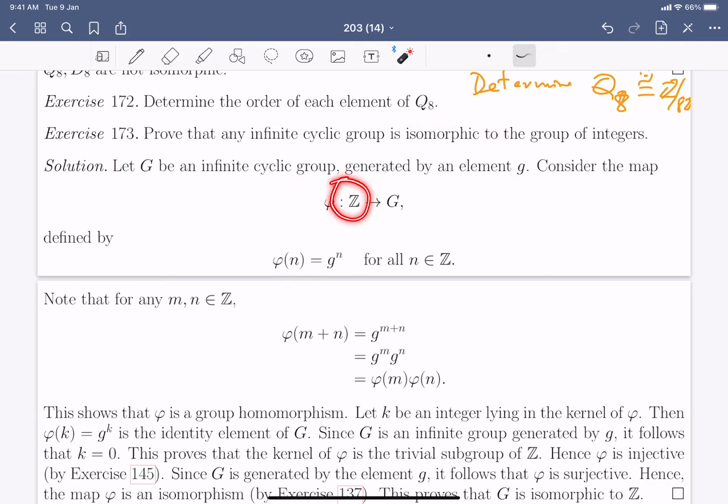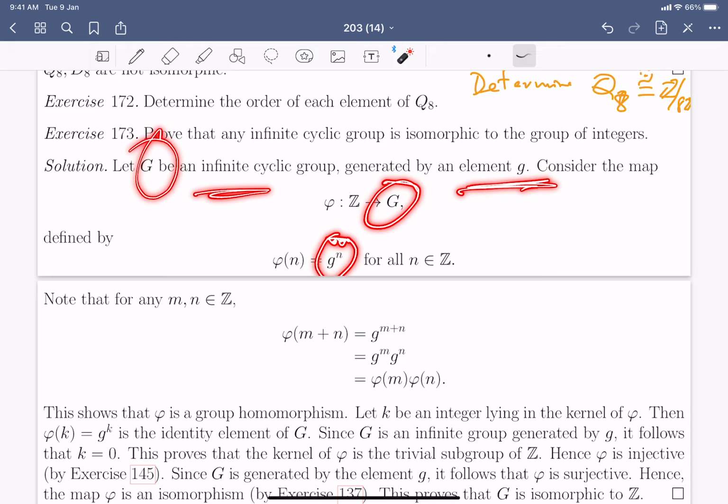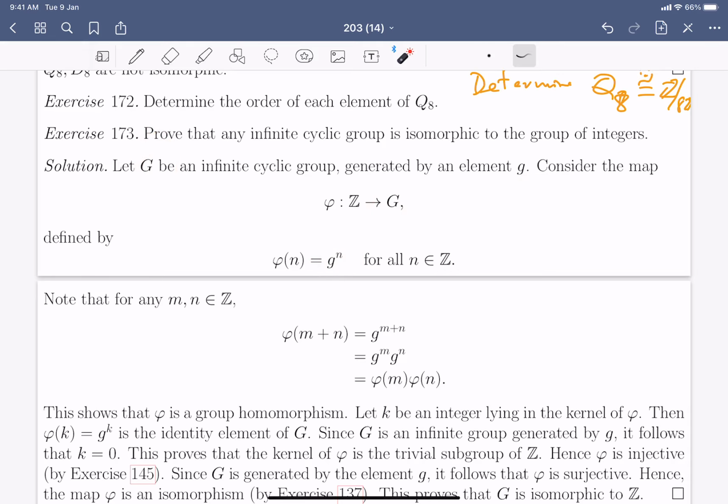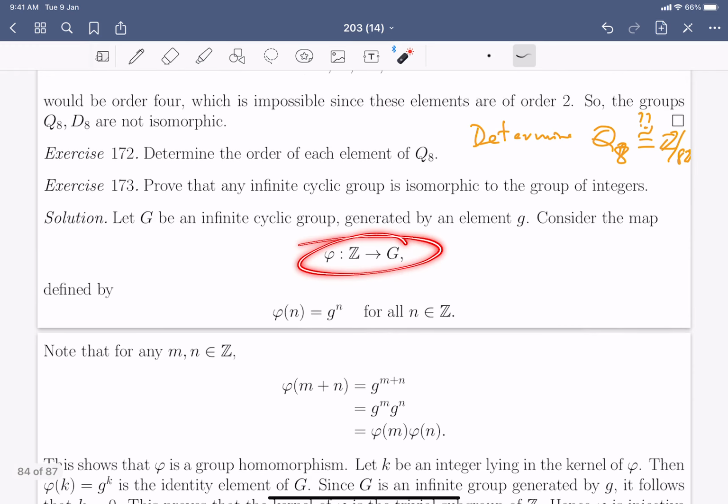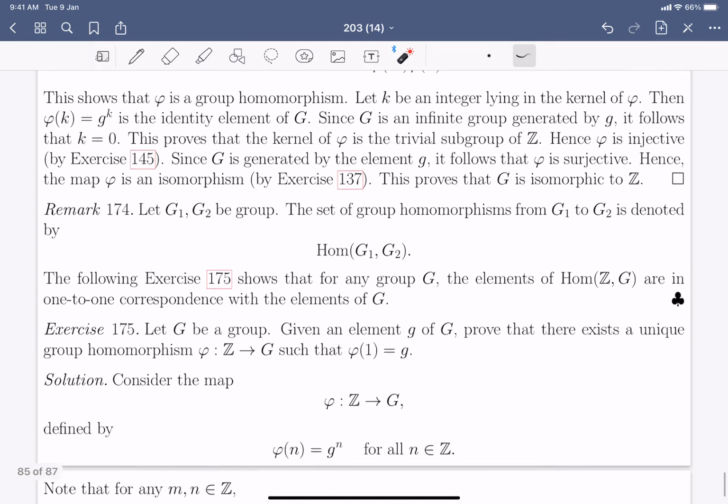To show that this is injective, again that is straightforward. Suppose an integer n goes to the identity element of G, so g power n is the identity for some integer n. But that cannot be the case, because G is infinite and G is generated by little g. So little g raised to no non-zero integer n can be the identity element of G. So g power n is the identity only when n equals 0, and that establishes that this map phi, as we have just defined, is a group isomorphism. Great.